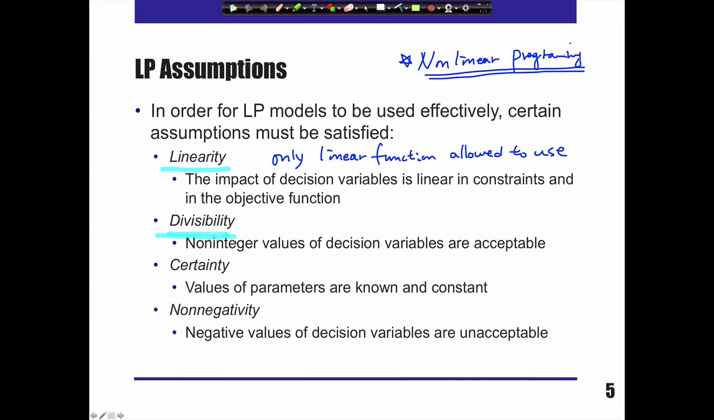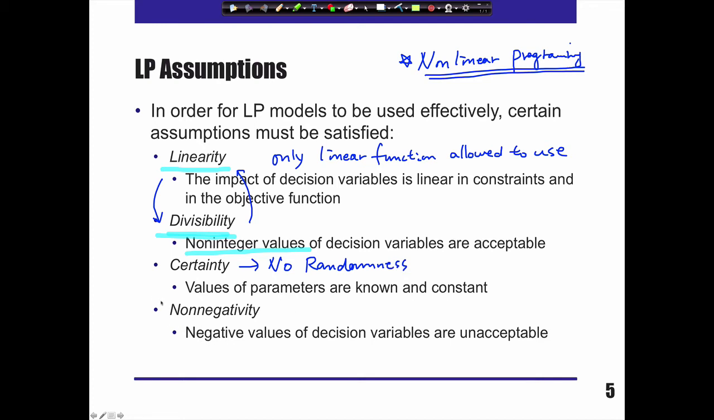Divisibility is we allow non-integer values. But this is related to the linearity because if you allow only integer values, then your function itself becomes nonlinear. So linearity actually implies the divisibility. So non-integer values will be acceptable. Certainty is what? No random. Everything is known and fixed. So no randomness.